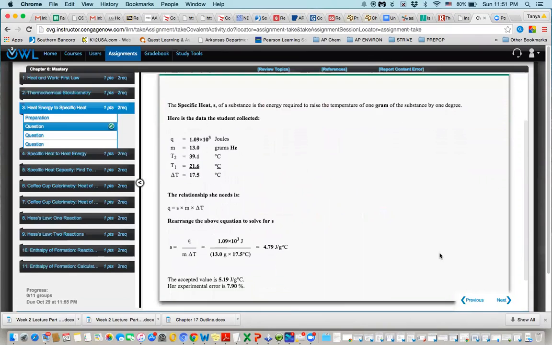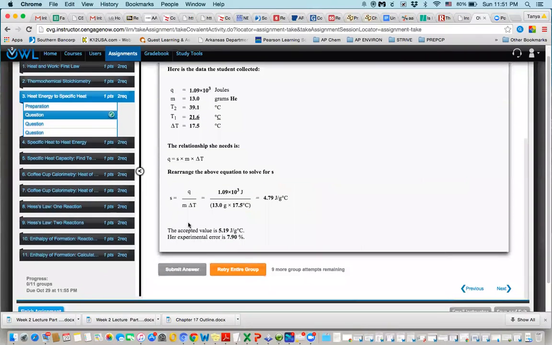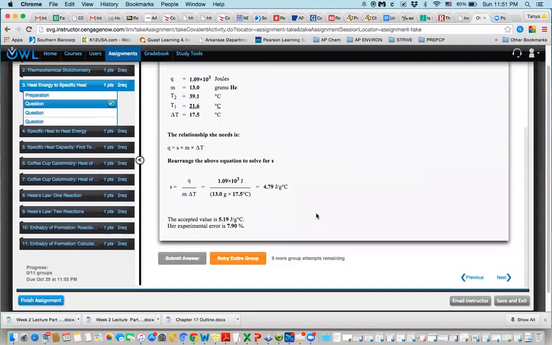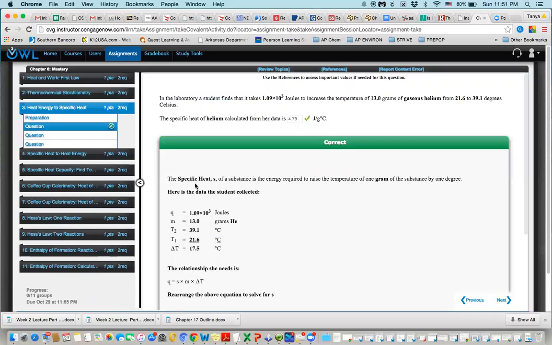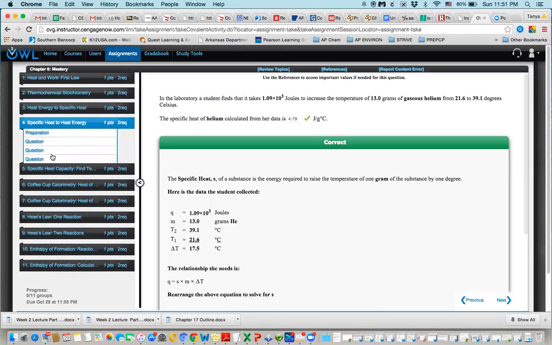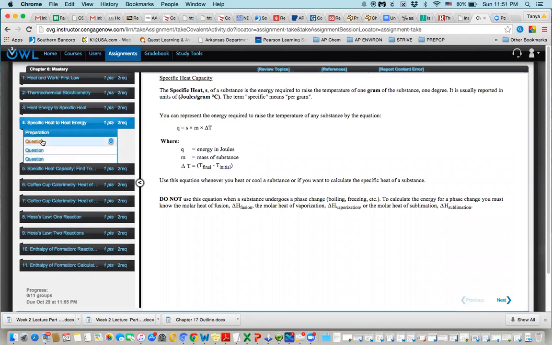So we see all of the information there, and this was just a plug and chug. Notice that they're using S for C. So S is specific heat. It's also given as the value of C. And we didn't have to calculate the experimental error, but that's what you're doing whenever you're working with just Q equals MCΔT. Let's look at another type of question that you are maybe having problems with.